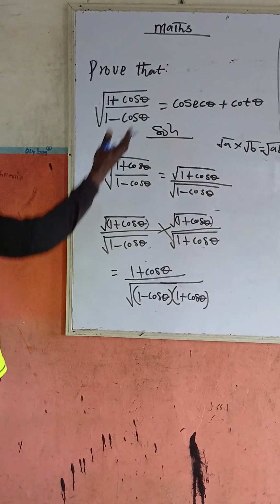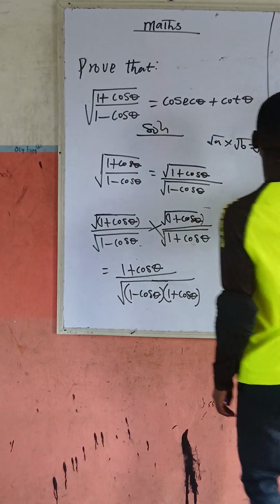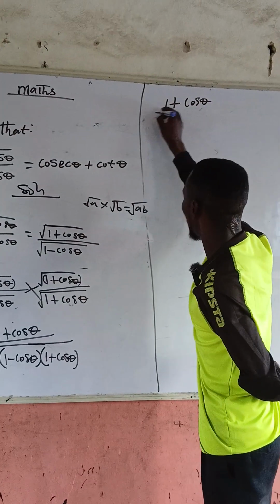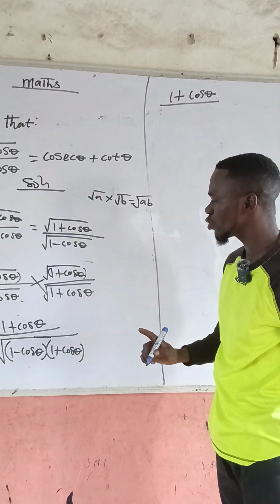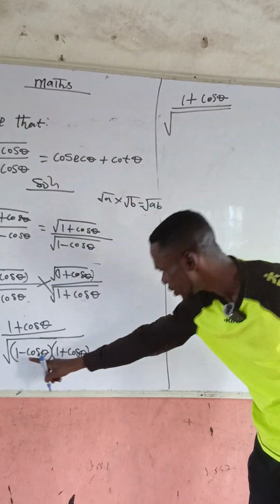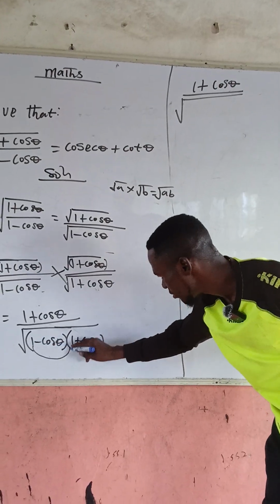So let's move to the next part of the board. I'm going to be having 1 plus cos theta over. Now in this case we are going to expand the brackets. That will be this one times this one. That will give us 1.